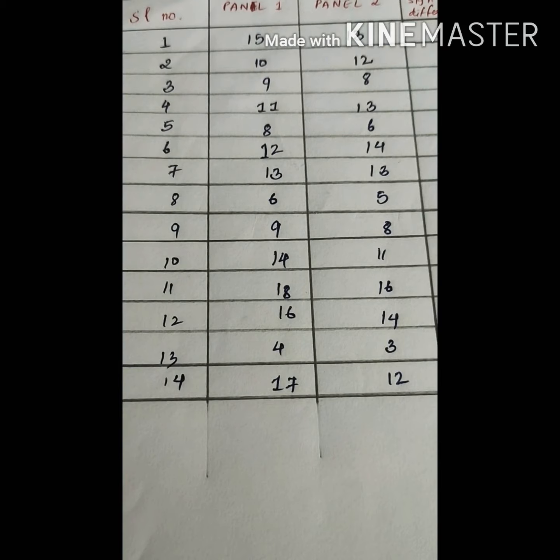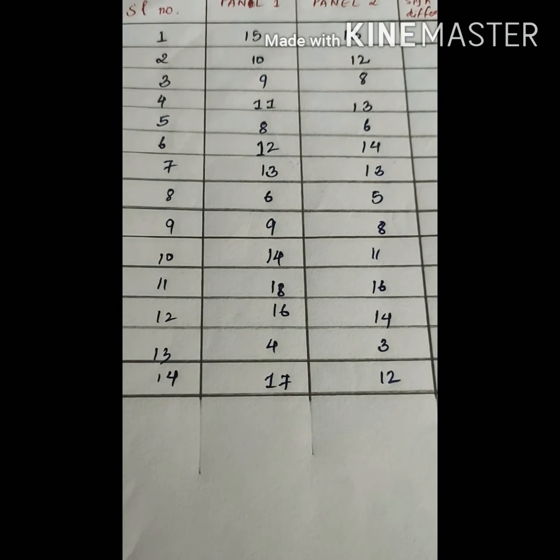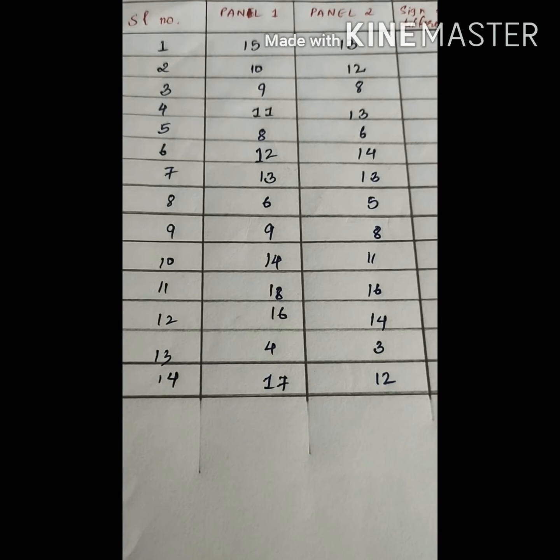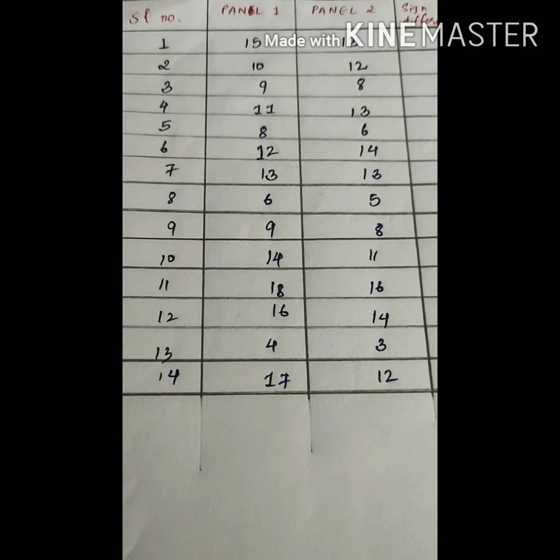This is the table given in the question. As you can clearly see in the table, there are 14 pairs of samples. Now, the first step here is to find the sign of differences, and I have already shown you how to find the sign of differences.